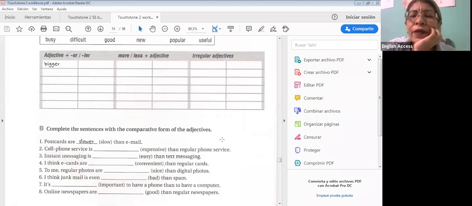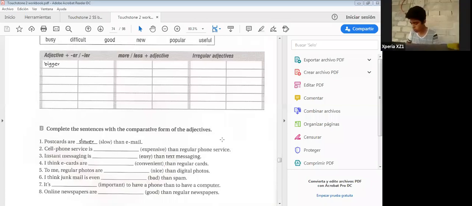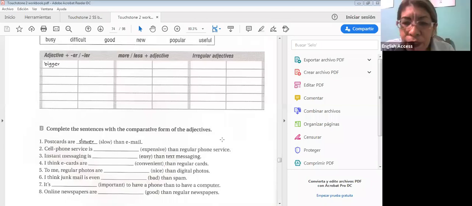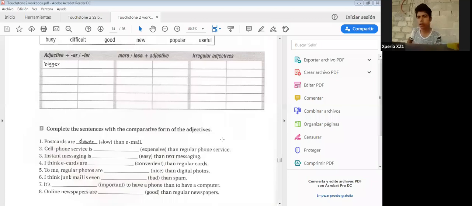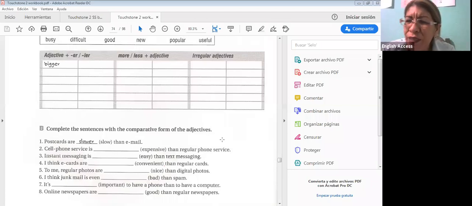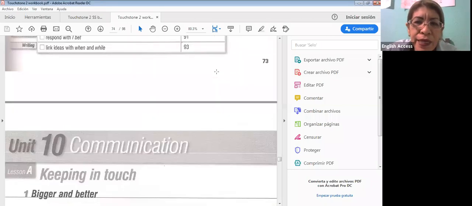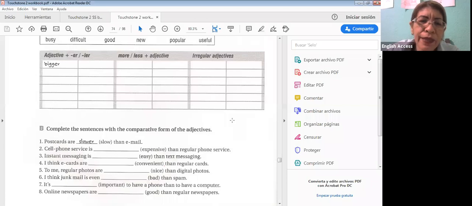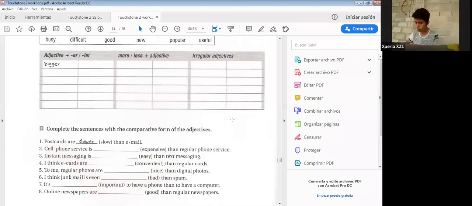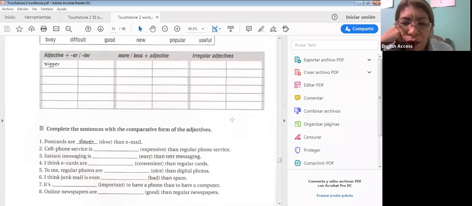We were practicing, Julio. You were doing some sentences, remember? What do we need to compare? ER. It's important, no? It's important. Look at the chart again, exercise 8. Pay attention to the chart, pay attention to the headings. It's more important to have a phone than to have a computer.